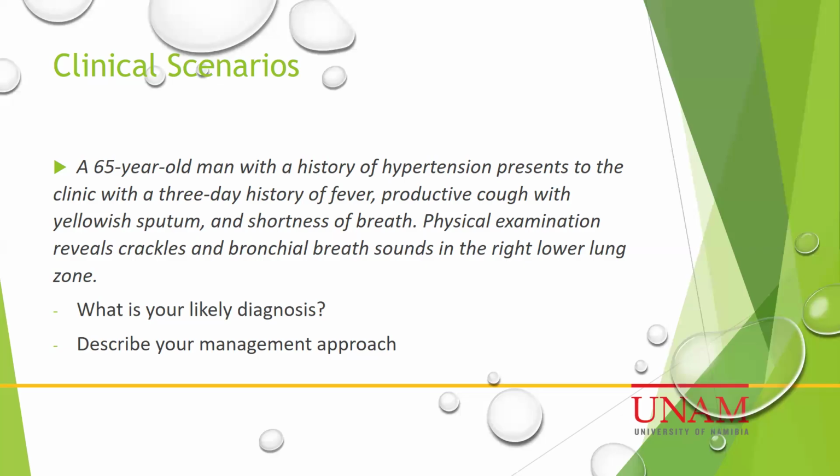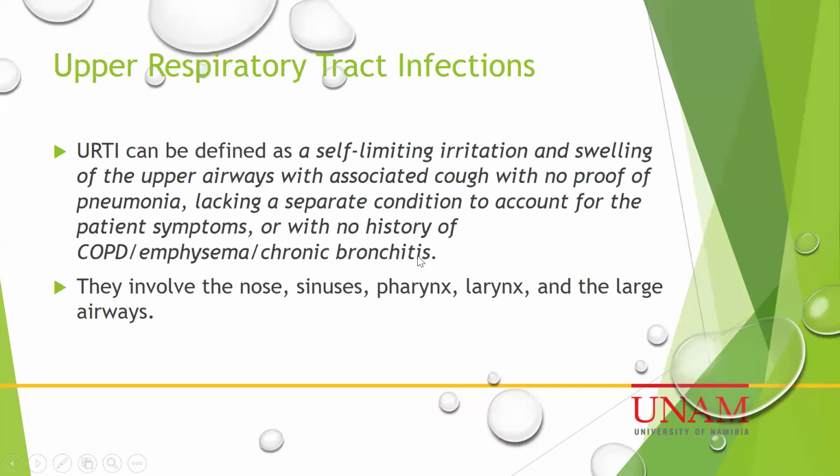It's important so that when you see this in the exam, you know we have discussed it, okay? All right, so upper respiratory infection, like we mentioned before, is a self-limiting irritation and swelling of the upper airways, with no proof of pneumonia, and lack of a separate condition to account for the patient's symptoms. And there is no history of COPD, that is emphysema and chronic bronchitis. Like we said, they involve structures above the vocal cords: the nose, sinuses, pharynx, the larynx, and the large airways.